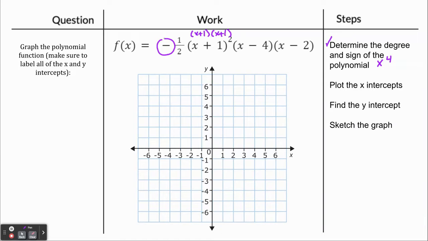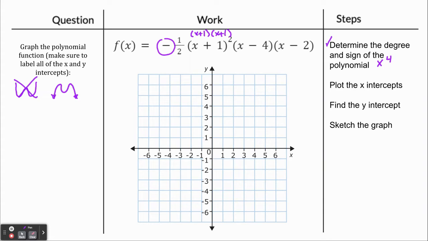The nice part of that is it tells me my end behavior and tells me the general shape of our graph. Because it's to the power of 4, normally it looks kind of like a W, but because the sign is negative, it's actually going to look kind of like an M. So that gives us our end behavior.